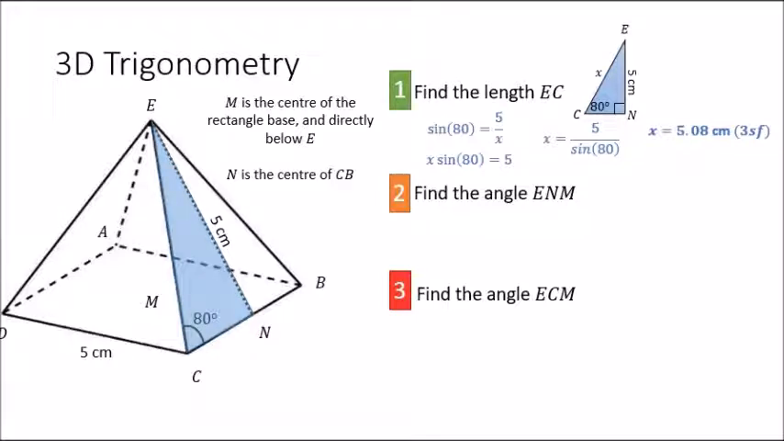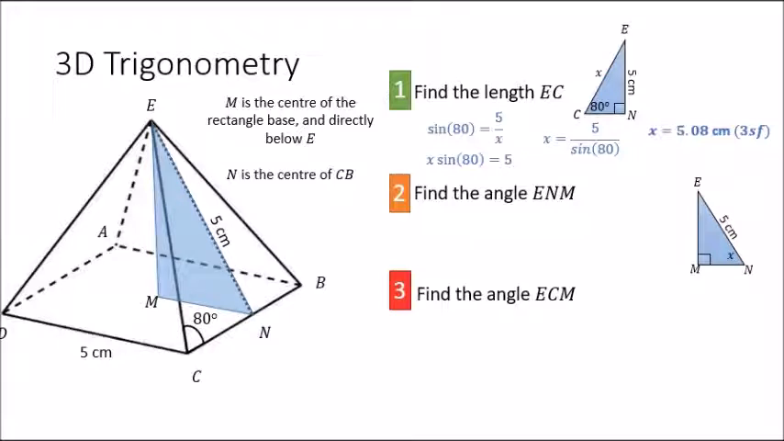Alright. Question 2. The angle ENM. Well, ENM is a right angle triangle with the right angle at M, because M is directly below E, therefore the line EM is perpendicular to the line MN, because it's perpendicular to any line drawn on that base. And then I just draw that triangle out.